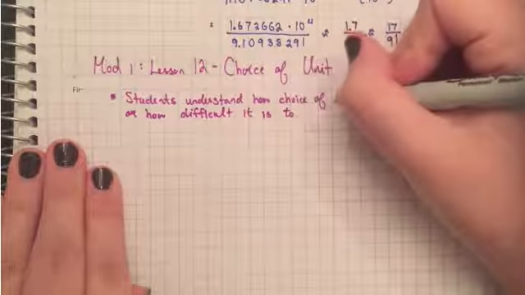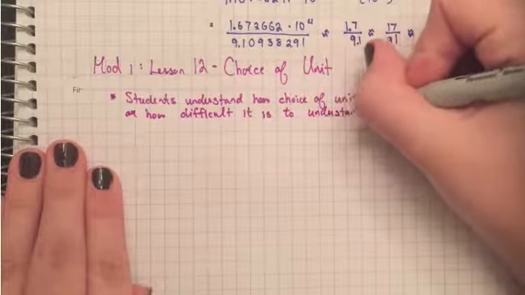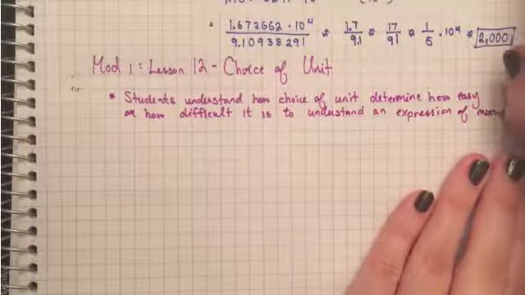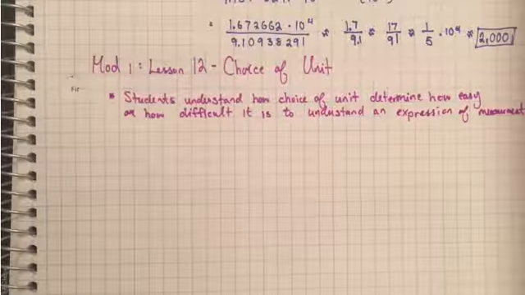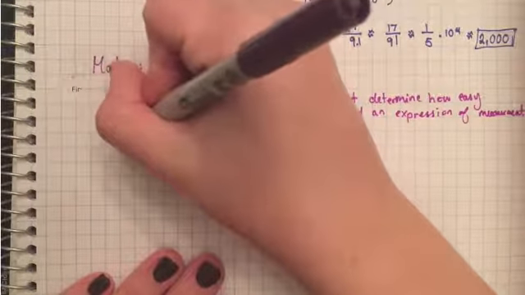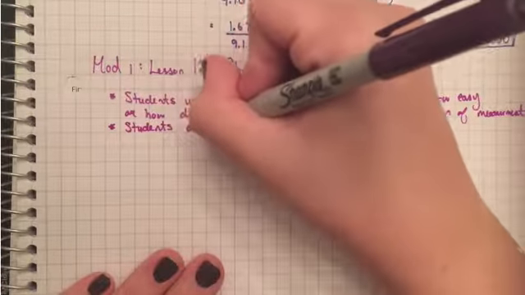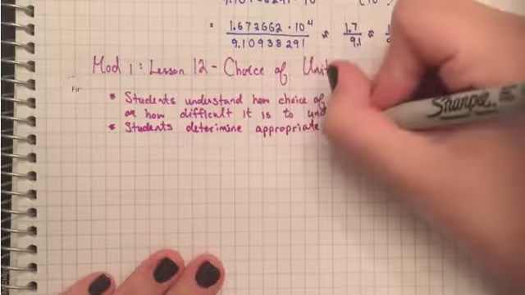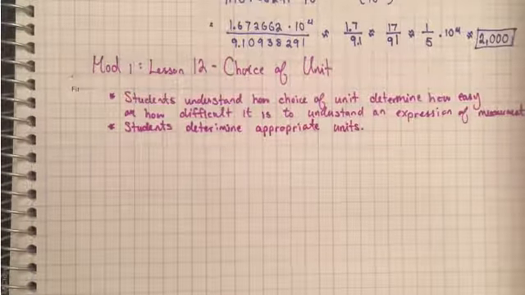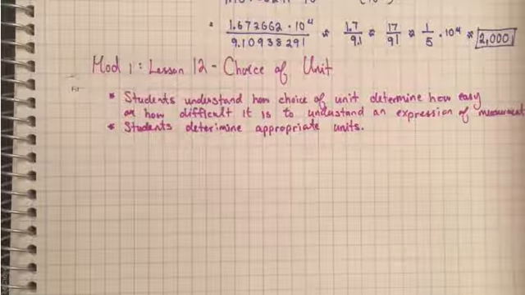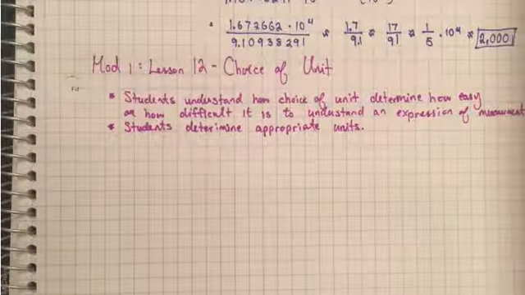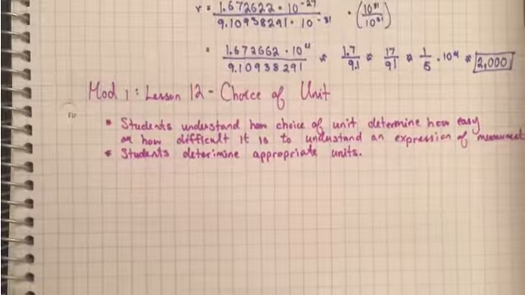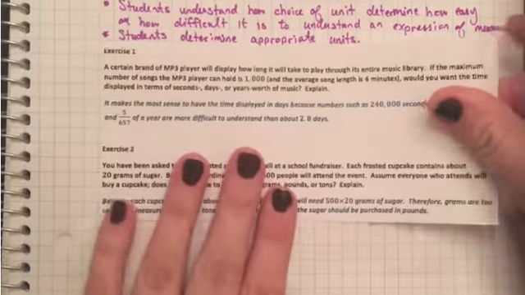Moving on to lesson 12, we're going to look at the choice of unit that we're using. So my objective says, students understand how choice of unit determines how easy or how difficult it is to understand an expression of measurement, and also that students determine appropriate units. Now, you're going to get a cutout with two exercises, exercise 1 and exercise 2, that kind of explain why we would use a variety of units to represent certain scenarios.